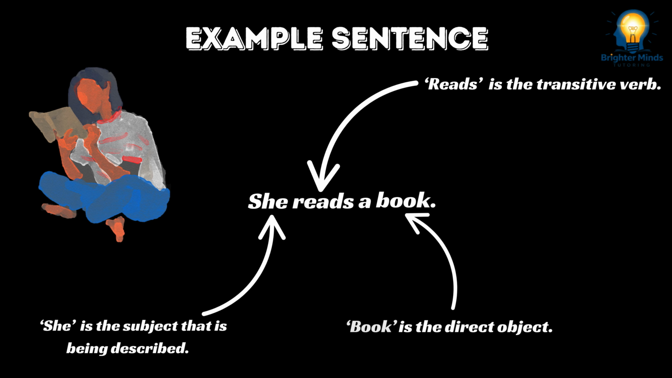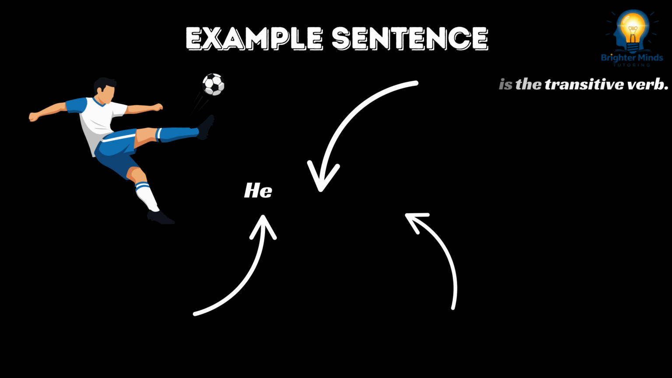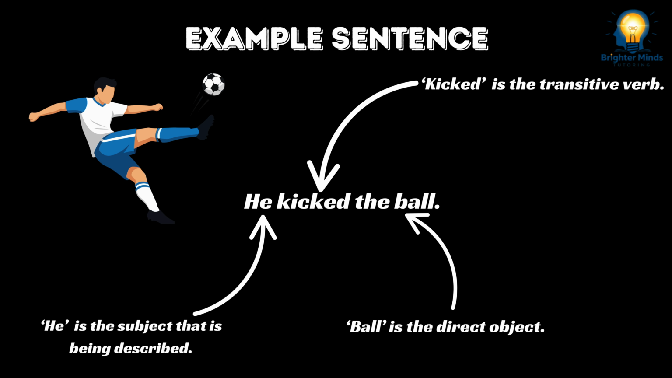Let's take an example of a sentence. She reads a book. Now, she is the subject we're talking about, and reads has a direct object, a book. Another example, he kicked the ball. He kicked what? The ball.